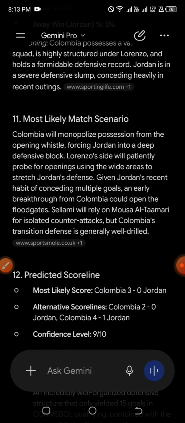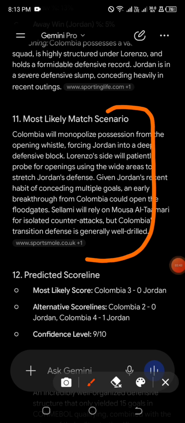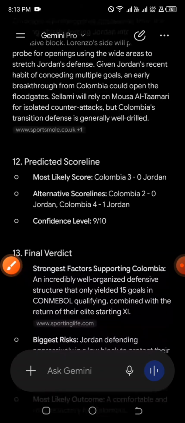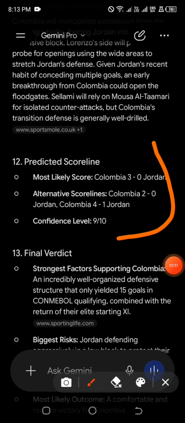This is the script for the match, the projected or possible outcome of the event. But this is not real because it is like a script, just an imagination of what will actually happen in this particular game. The possible scoreline that we have here is 3-0 for Colombia against Jordan, and we have alternative scorelines of 2-0 or 4-1.